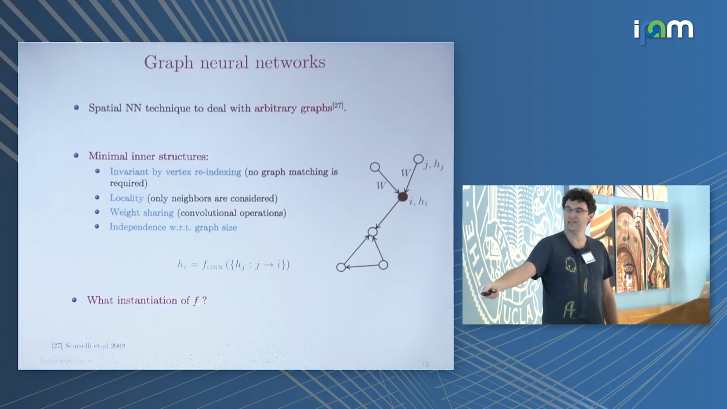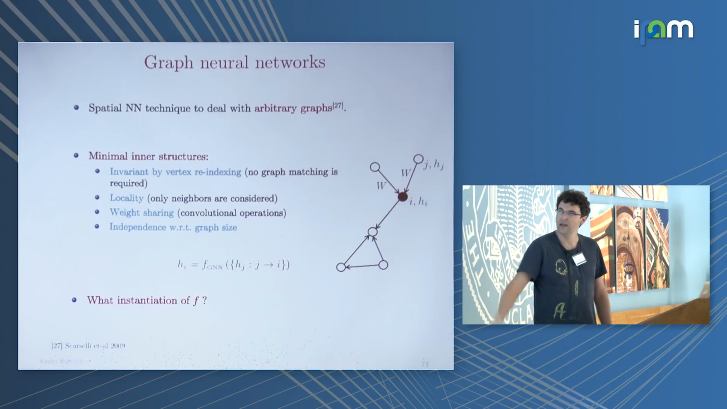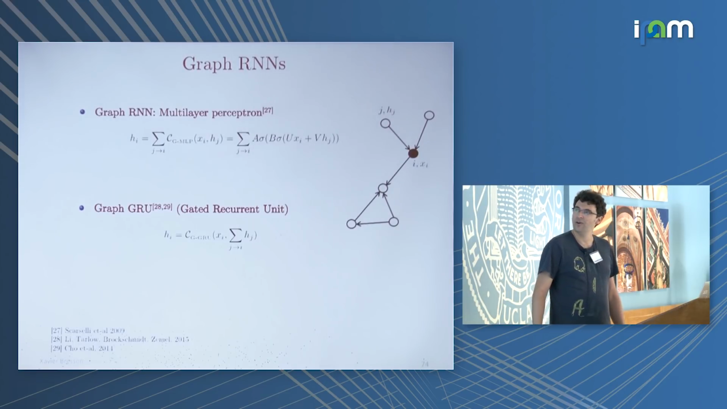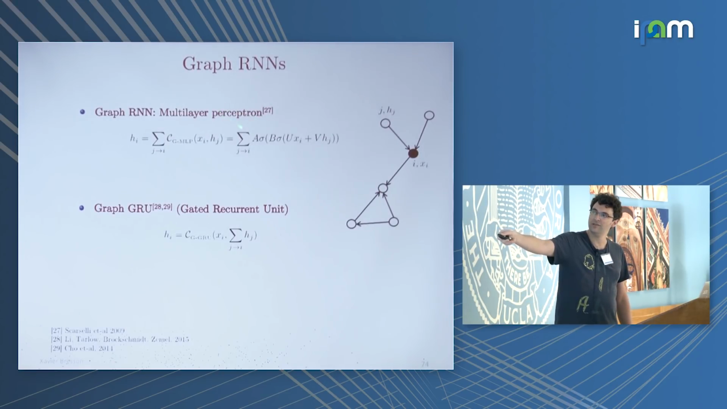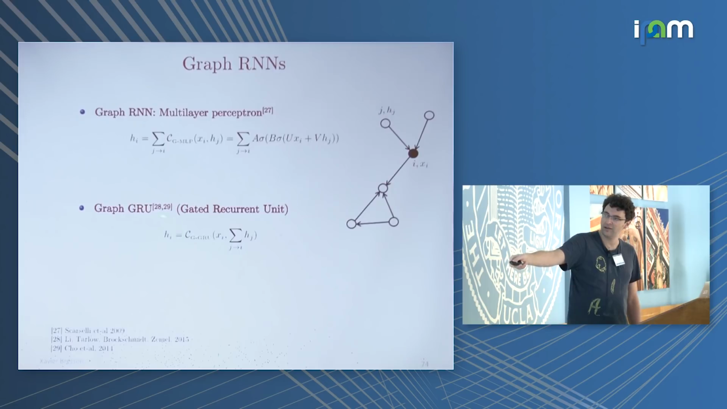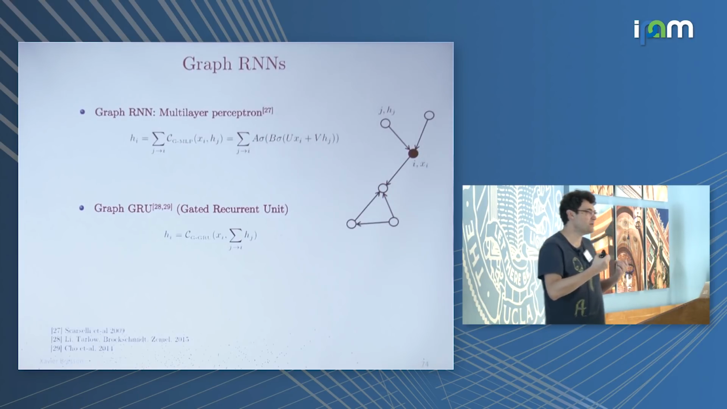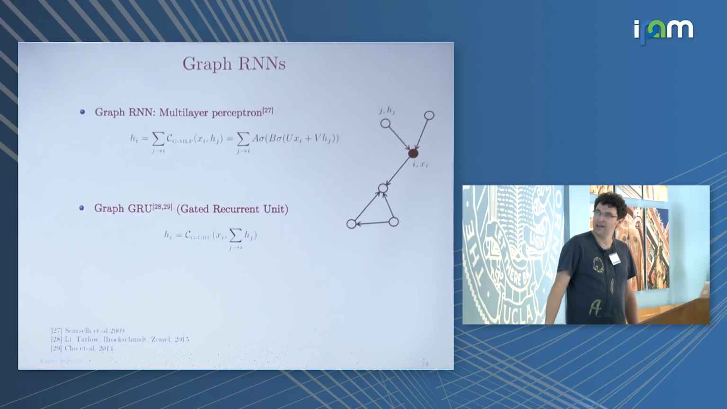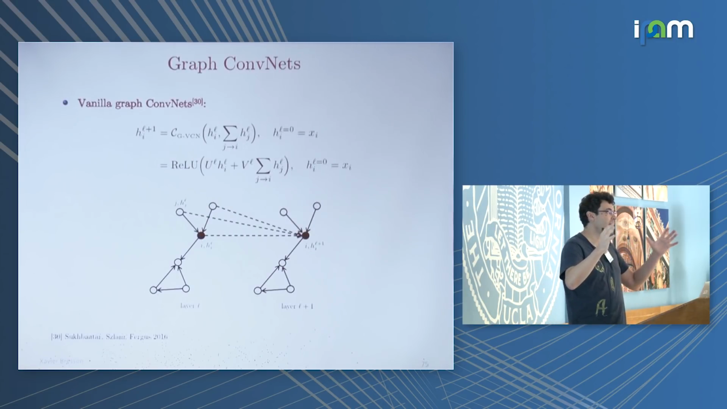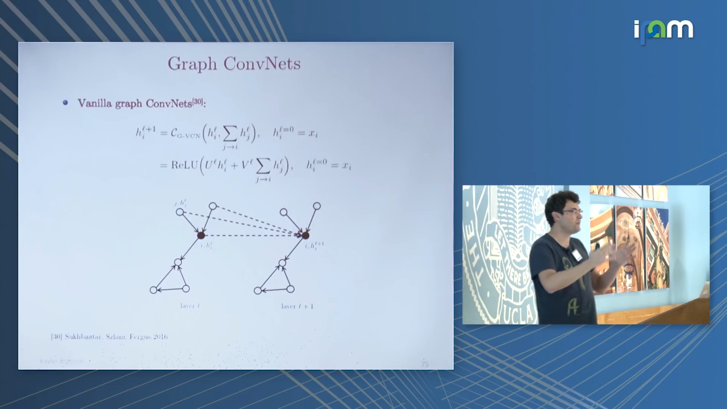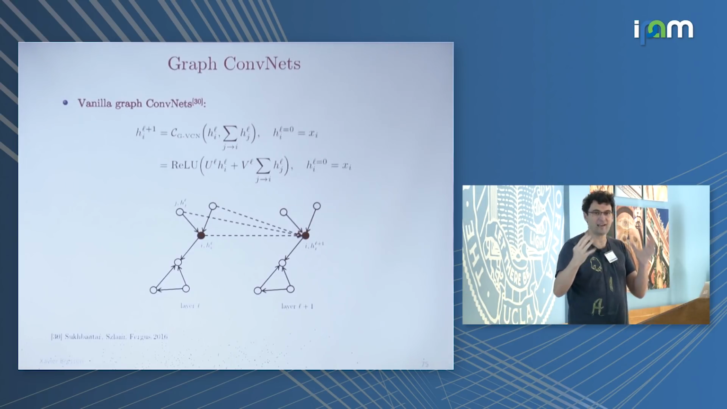And the question is, what is the instantiation of F? What is this function? In the original paper by Scarselli, they use the multi-layer perceptron, so basically they sum over the neighbors using a multi-layer perceptron. In the recent paper by Li and his co-authors, for F they use the GRU cell. So this is the recurrent neural network architecture. And then you can also consider the graph convolutional architecture.